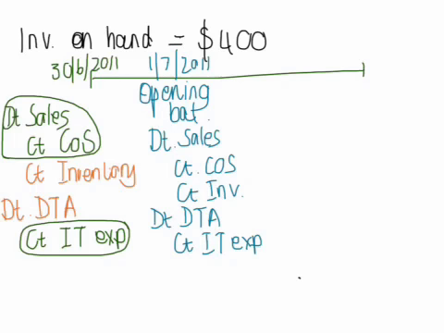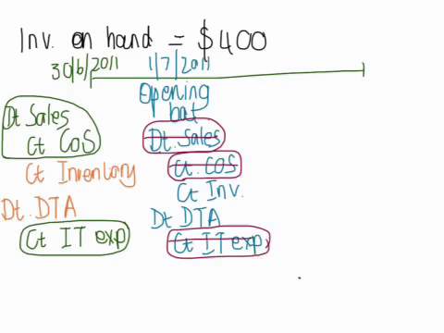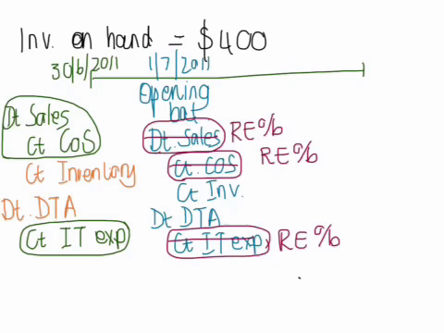But because it's in the following financial year, this would have been replaced by retained earnings opening balance, for the three income statement accounts.